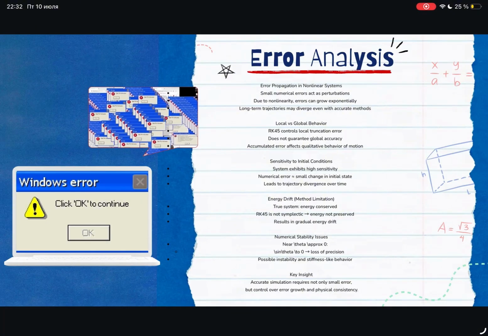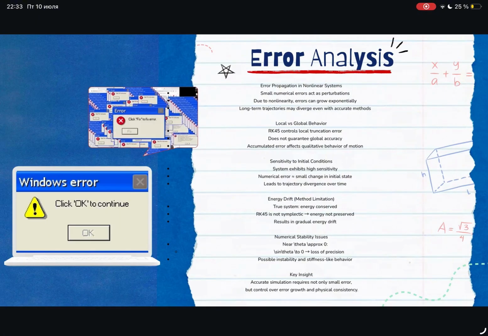And energy drift. So let's consider physical consistency. In theory, the total mechanical energy of the pendulum should remain constant. However, in our simulation, we may observe energy drift. This happens because RK45 is not an energy-preserving or symplectic method. So over time, energy may slowly increase or decrease, and the motion becomes slightly unrealistic.